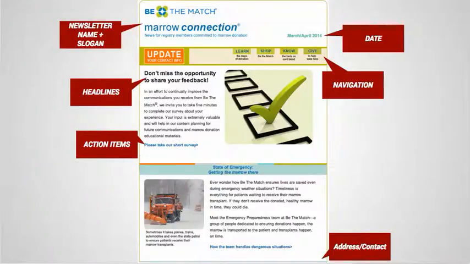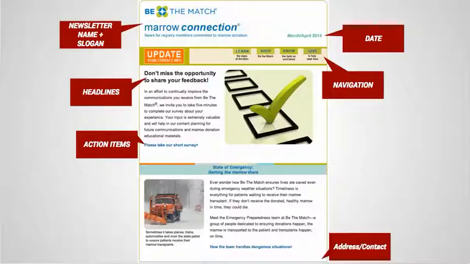Let's look at another example. This is an email newsletter from Be The Match, which is a bone marrow registry. Anyone can send in a spit sample to Be The Match, and they will test your DNA from your spit, put you on file, and if there's a person who needs a bone marrow transplant, you can be matched with that person and asked to donate bone marrow to them.